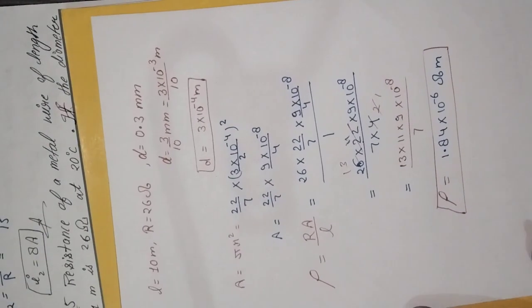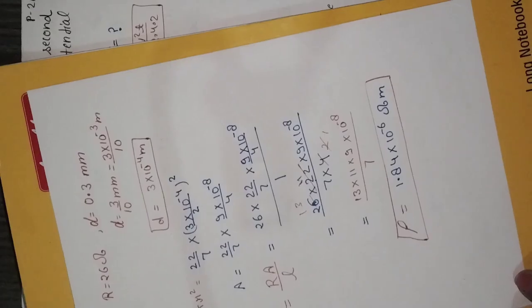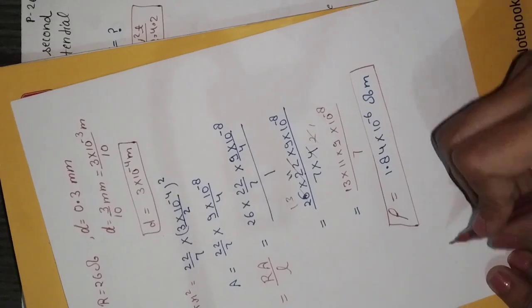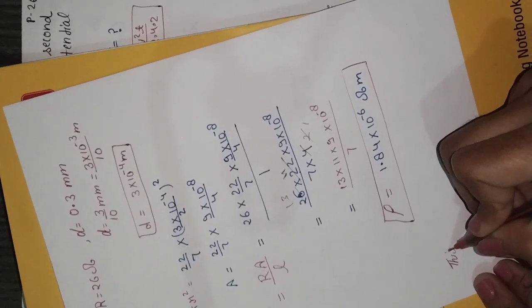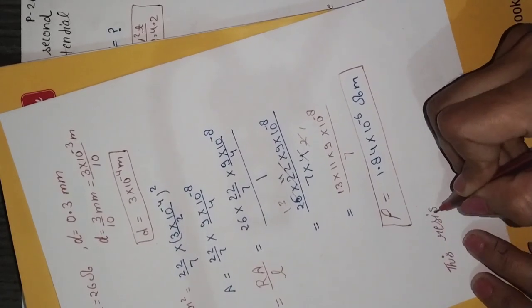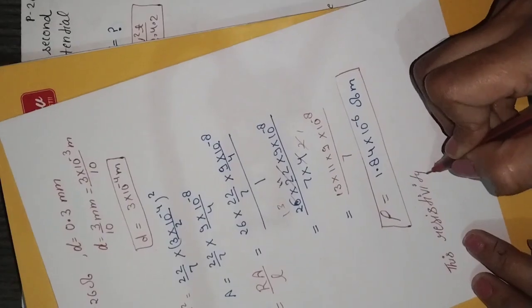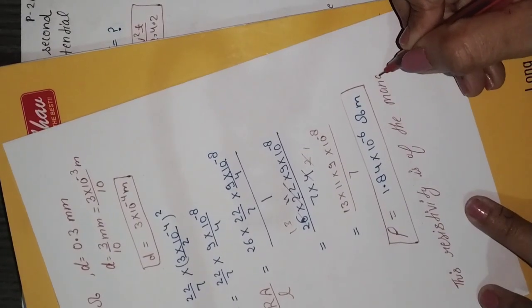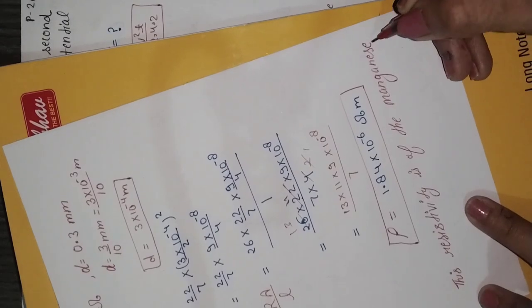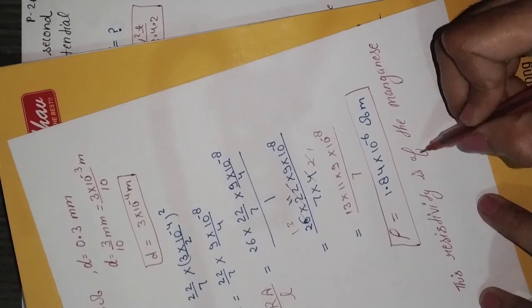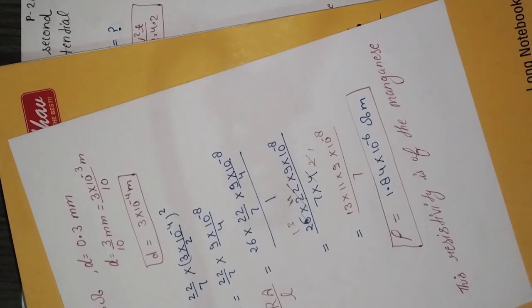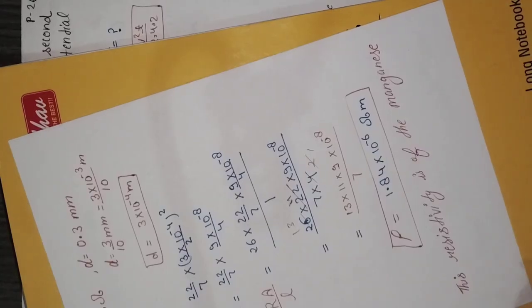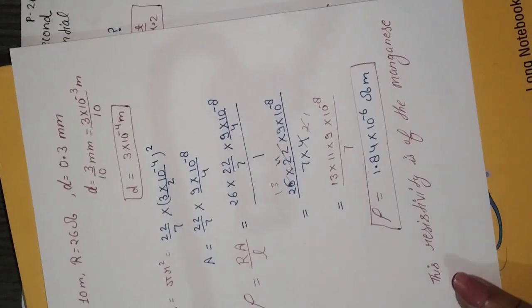So this is how we will solve the questions of resistivity or internal resistance of wire. Okay, and this resistivity is of manganese. So it was asked in this question which metal this is. I hope this question is clear now.